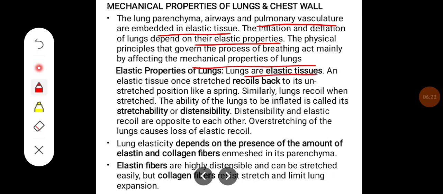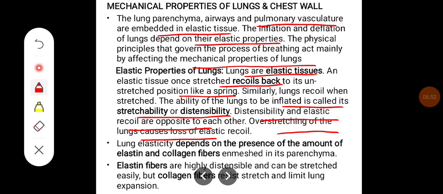The lungs are elastic tissues, and elastic tissue, once stretched, recoils back to its unstretched position like a spring. Similarly, lungs recoil when stretched. The ability of lungs to be inflated is called stretchability or distensibility. Distensibility and elastic recoil are opposite to each other. Overstretching of the lungs causes loss of elastic recoil.